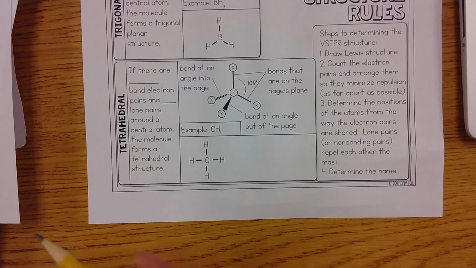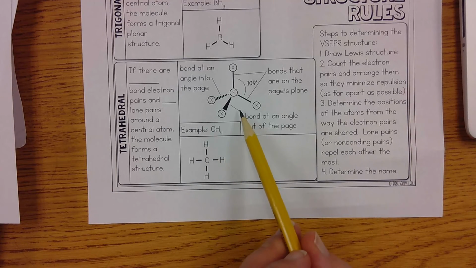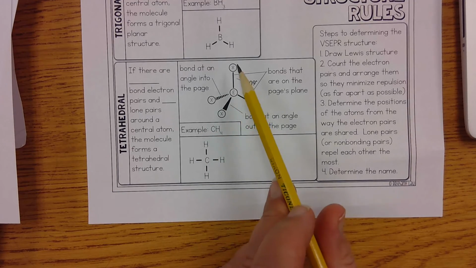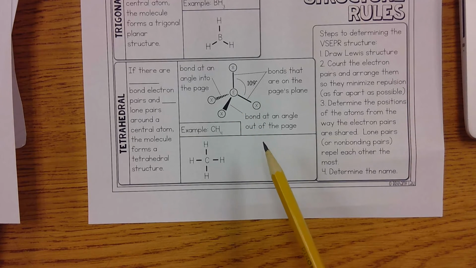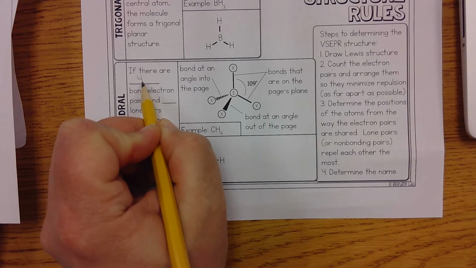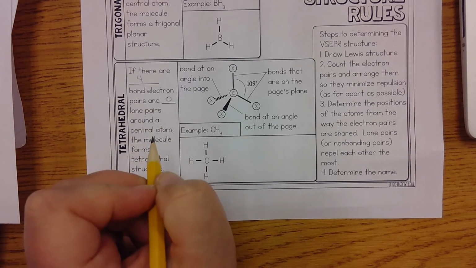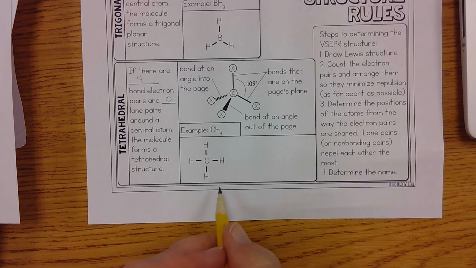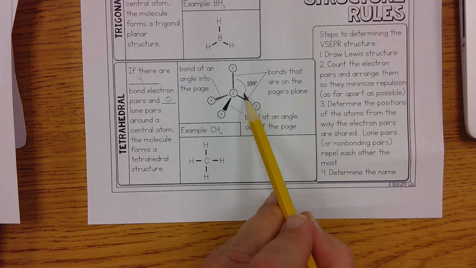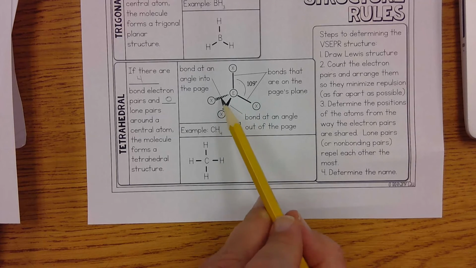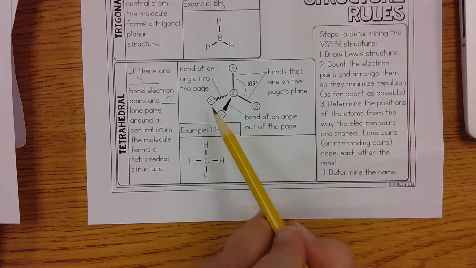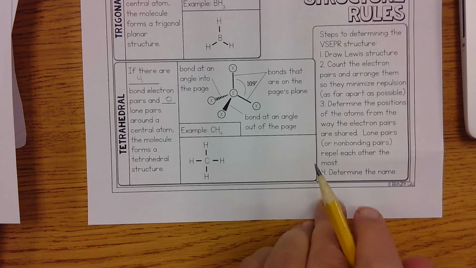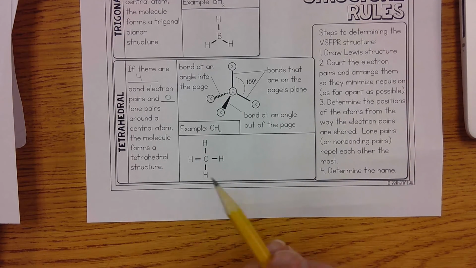The next shape is tetrahedral. So tetrahedral basically looks like this. A triangle and then one atom going up like that. With a tetrahedral, there are 4 bonded pairs and again, no lone pairs. 0 lone pairs. Like methane, CH4. So the angle between the bonds is 109 degrees. They're as far apart as possible. They make a tetrahedron.